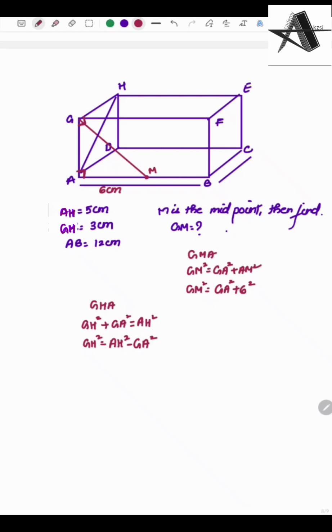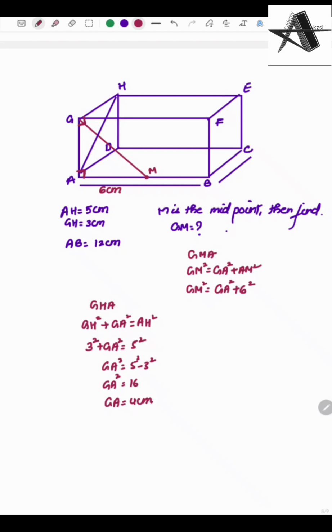Let me see what is given. Let's not do any rearranging as of now. Here we can see GH is given as 3 centimeters. So 3 squared plus GA squared, and AH is given as 5 centimeters, squared. So GA squared is 5 squared minus 3 squared. That is, GA squared is 16 and GA is 4 centimeters.